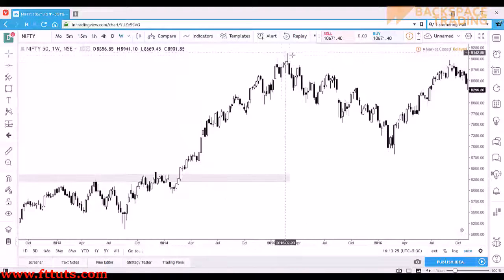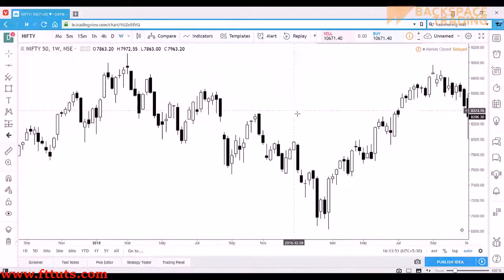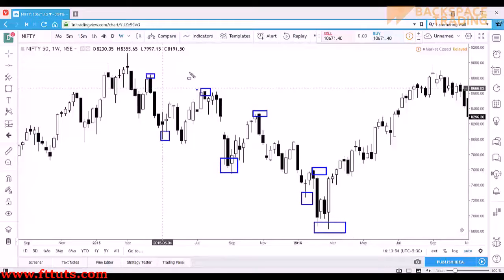So that's when buyers stopped buying from this point. The moment buyers stop buying, of course, there can be only one winner, who could be the seller. So sellers come into place. They took over the market. From here, it came down, and you know that this is a downtrend. It made a lower high, lower low, lower high, lower low, lower high, lower low, lower high, lower low. See, it is a downtrend.